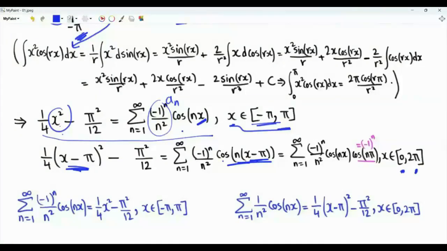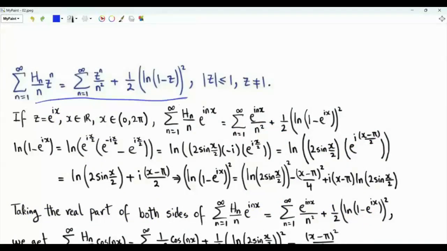This is cosine nx times cosine n pi. Cosine n pi is minus 1 to the power n. These two together are equal to 1. So we get the identity that the summation n from 1 to infinity of 1 over n squared cosine nx is equal to minus pi squared over 12 plus 1/4 times the square of x minus pi, where x is between 0 and 2 pi.